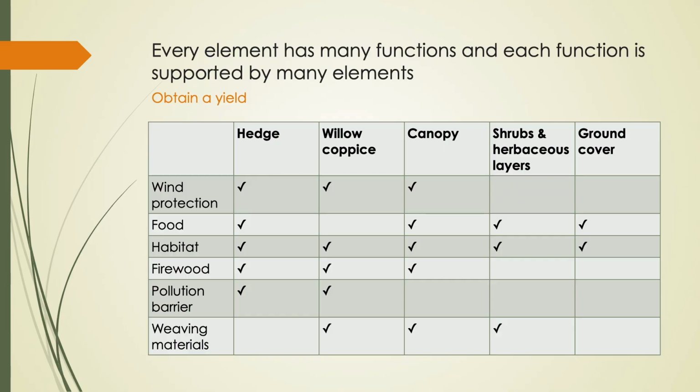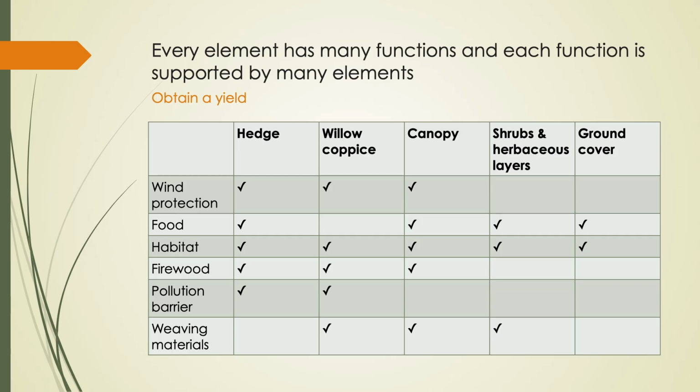And as with every good permaculture design, we want to maximise as many yields as we can and maximise the probability of obtaining those yields. So to do that, every element wants to have as many functions as possible, and every function needs to be supported by as many elements as possible. So you can see here that for wind protection, we have hedges and willow coppice. The canopy layer will also provide some of that. We get food from the hedgerows, from the canopy, and all the different layers in the forest garden. Every layer provides habitat, including underground and the mulch layers and everything like that.